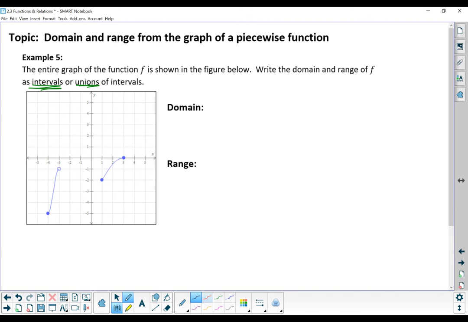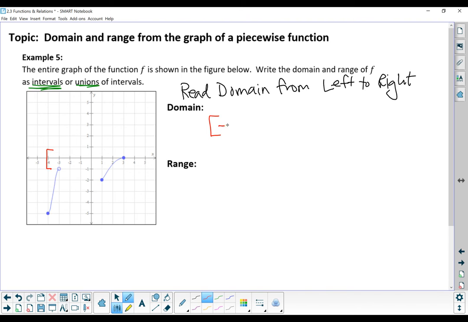So when you're thinking about the domain of the function, you want to read it from left to right. You want to always read a domain from lower values to higher values, so left to right. So if I'm thinking about the domain of this function from left to right, the farthest to the left is -4, and that's a filled in circle. So I will start with a bracket and the value -4.